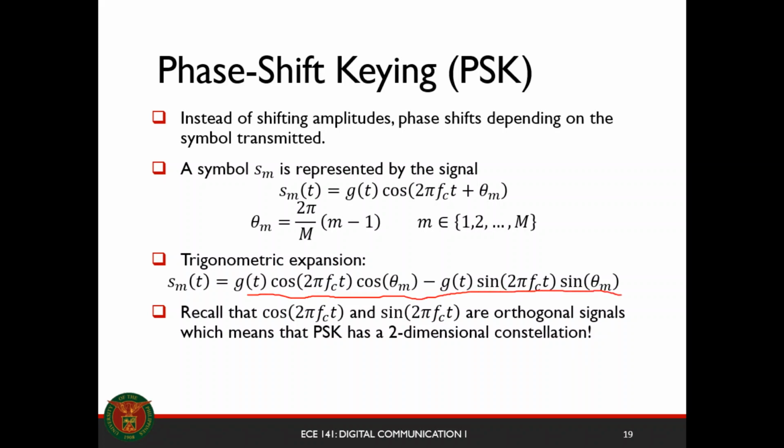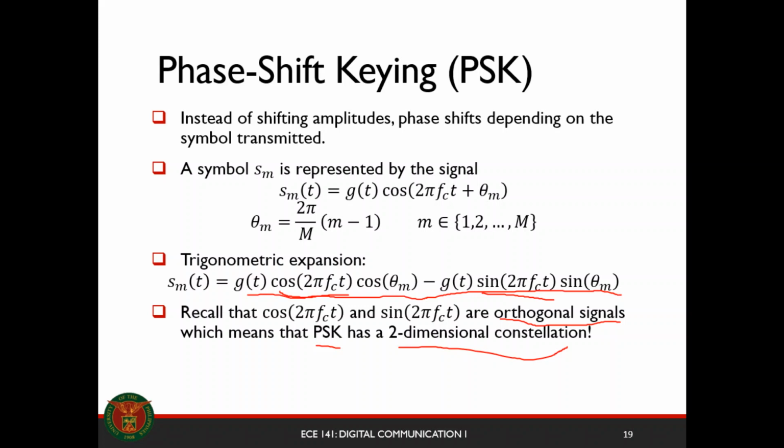And recall that this cosine theta and this sine theta form an orthogonal basis for your constellation. That means PSK is a two-dimensional constellation. This is something that you won't be able to find in your baseband signal, mainly because your cosine and sine are inherently orthogonal. The baseband signal is just a rectangle. How are you able to find an orthogonal signal with a rectangular pulse?